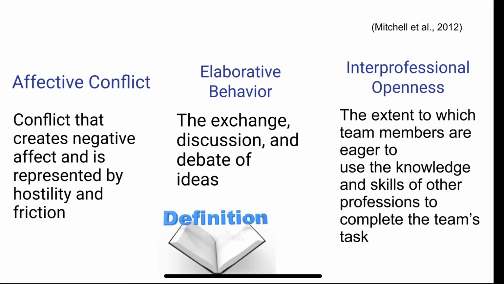Effective conflict is conflict that creates negative effect and is represented by hostility and friction. Elaborative behavior is the exchange, discussion, and debate of ideas, and interprofessional openness is the extent to which team members are eager to use the knowledge and skills of other professions to complete the team's task.